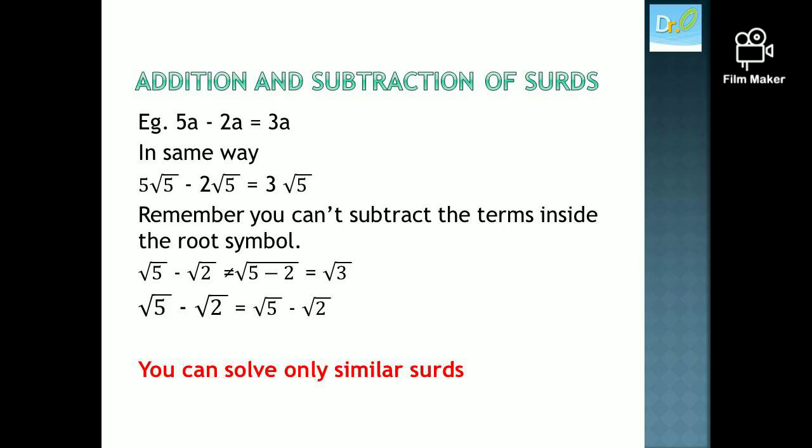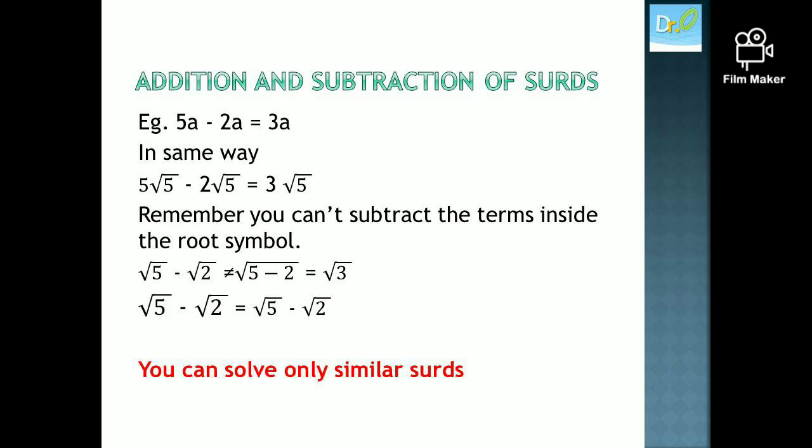Let's come to surd subtraction. Suppose that you want to subtract 2a out of 5a. What do you need to do? You can just write it as 3a. 5a minus 2a is 3a. In the same way, if you subtract 2 root 5 out of 5 root 5, that means 5 root 5 minus 2 root 5. Now you can see the surd terms are similar, root 5 and root 5. Therefore, you can simply write this answer as 5 minus 2, 3, so 3 root 5.